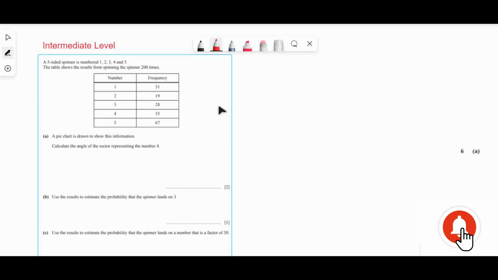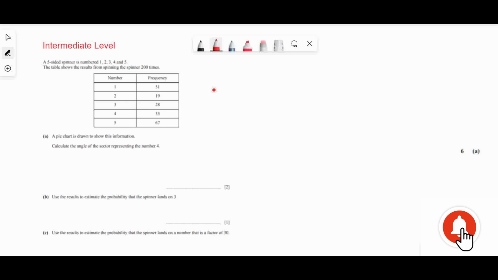Now the first one is that a 5-sided spinner is numbered 1, 2, 3, 4, 5. The table shows the results from spinning the spinner 200 times. A pie chart is drawn to show this information. Calculate the angle of the sector representing the number. The first part is not related to the probability.